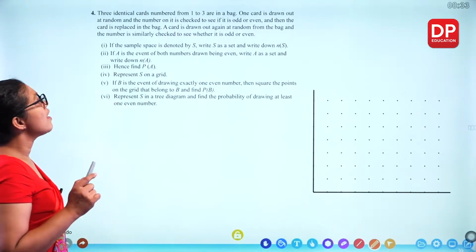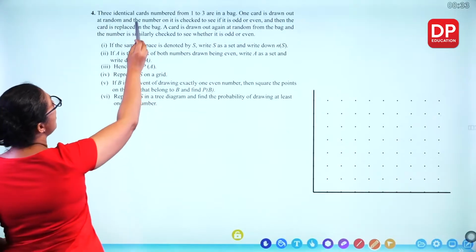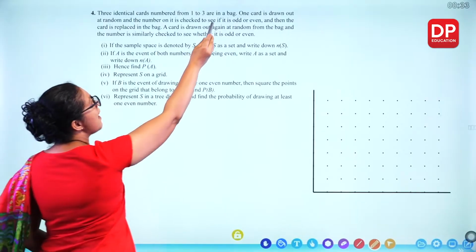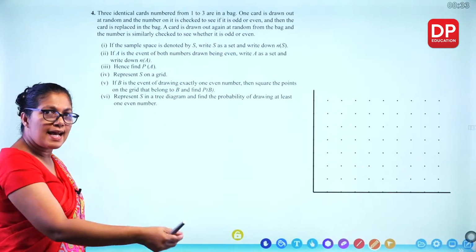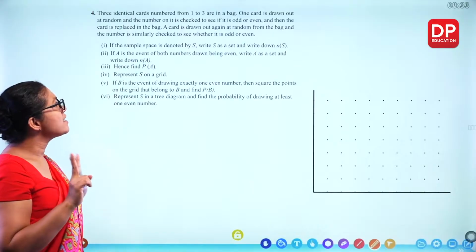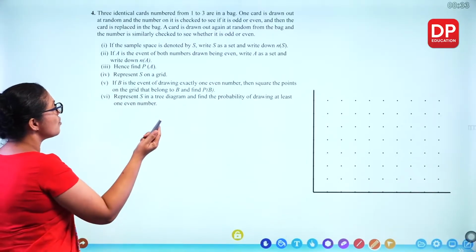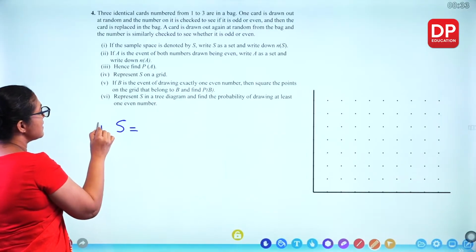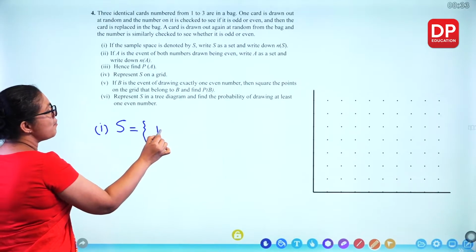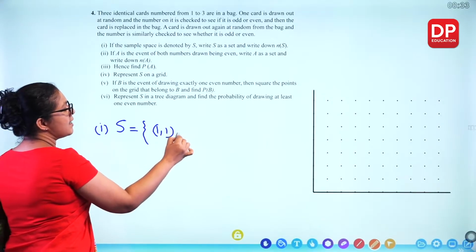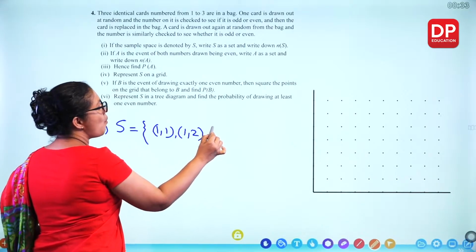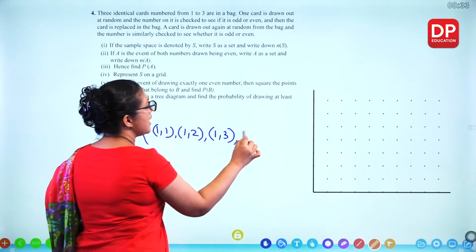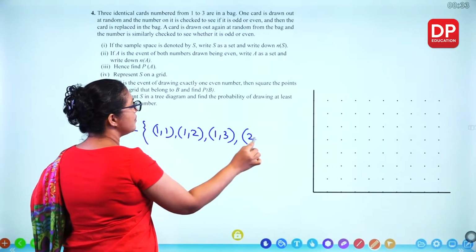So here you are taking 2 cards. So first take out of this bag once and then replace that and take another one. So you are taking 2 cards. So what are the possibilities? We can write S as 1, 1. You can get 1, 2, 1, 3, or you can get 2 with 1.